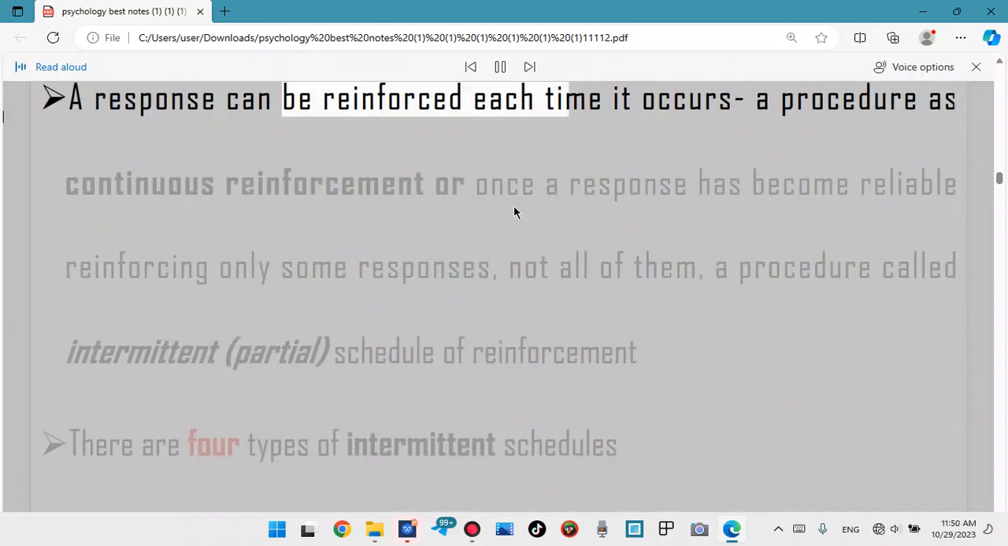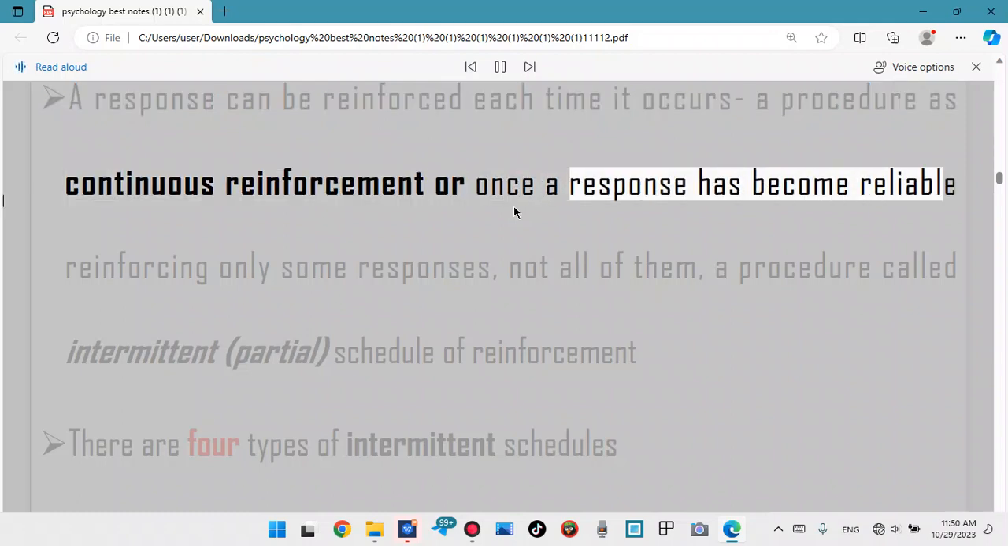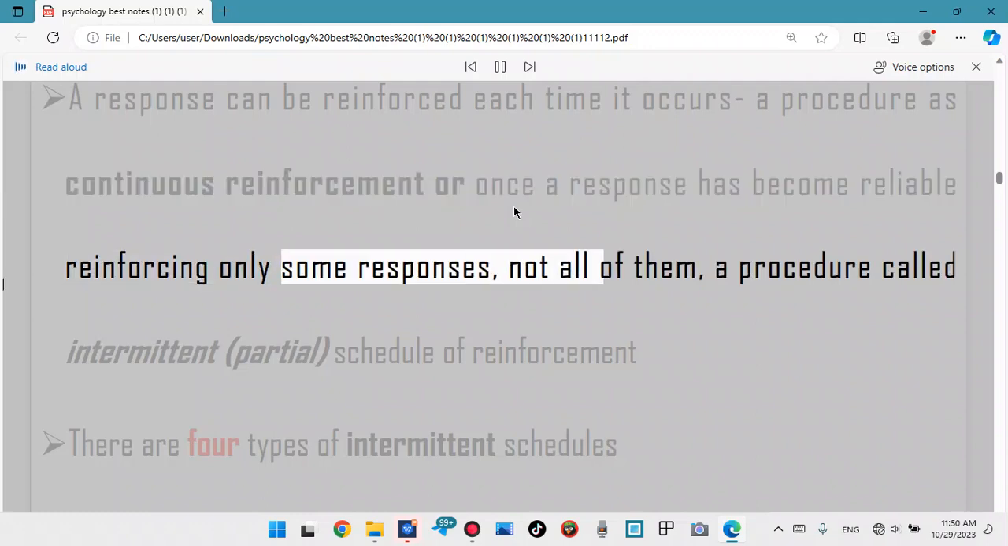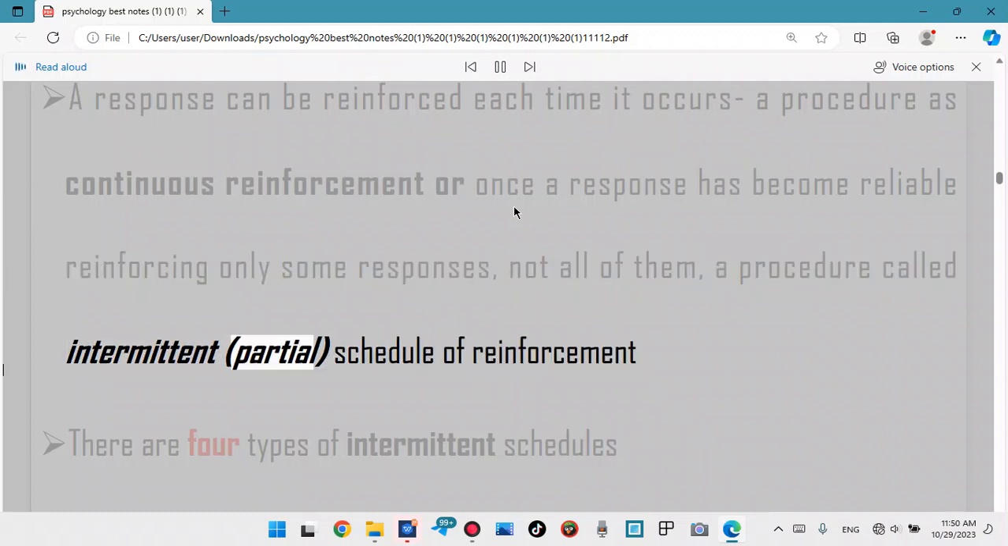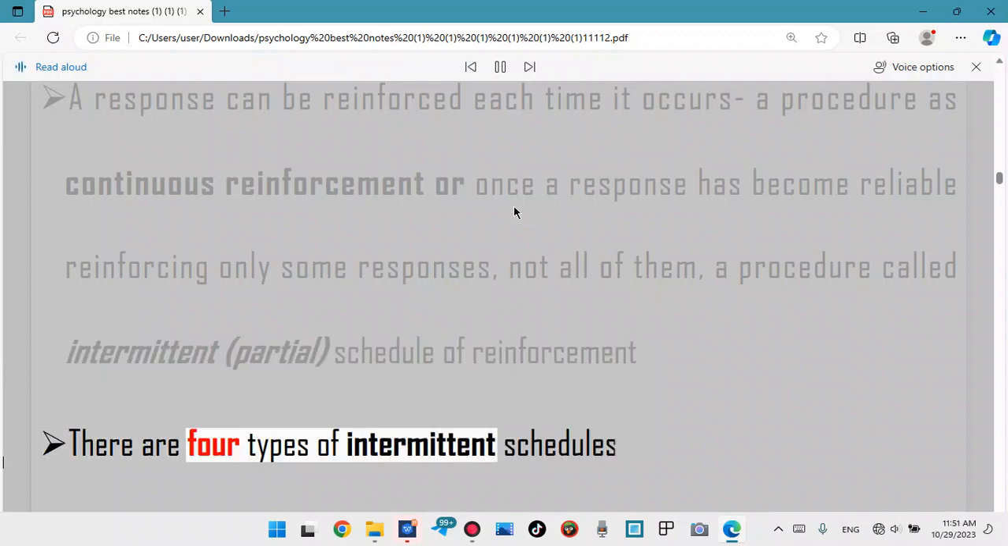A response can be reinforced each time it occurs, a procedure known as continuous reinforcement, once a response has become reliable. Reinforcing only some responses, not all of them, is a procedure called an intermittent, or partial, schedule of reinforcement. There are 4 types of intermittent schedules.